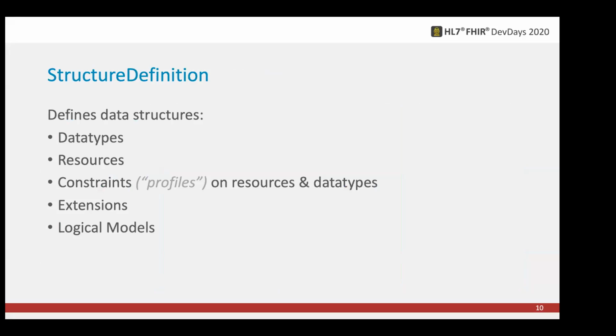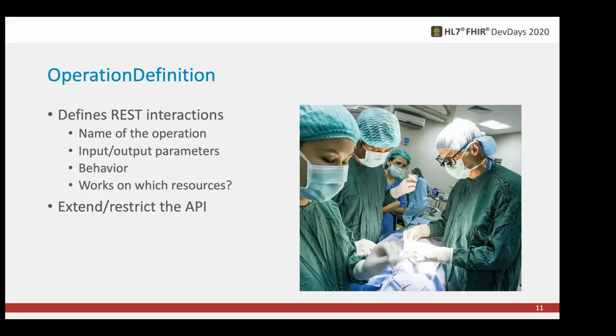The most important one, or at least the thing that you might encounter first when you are going to do some profiling, is the structure definition resource. That structure definition defines data structures, so that could define a data type or a resource type, and it can define extra constraints that you put on any resource or data type. Also, structure definitions are used when you want to create extensions, or when you want to create logical models as well. Well, we will see a little bit more up close what that structure definition looks like in a couple of the next slides that I have for you.